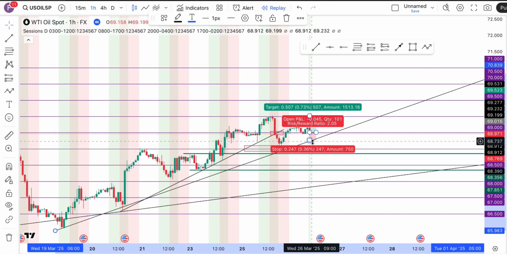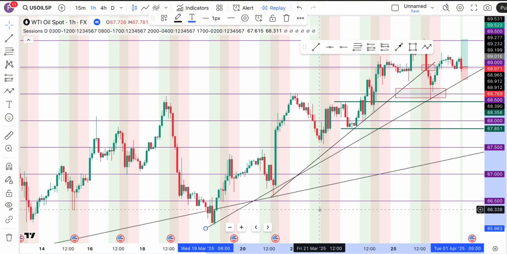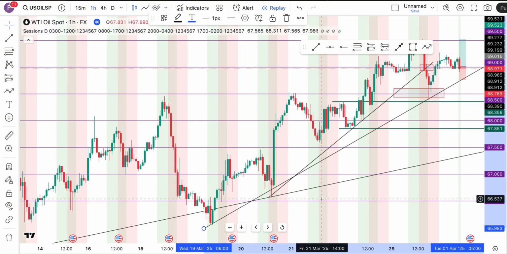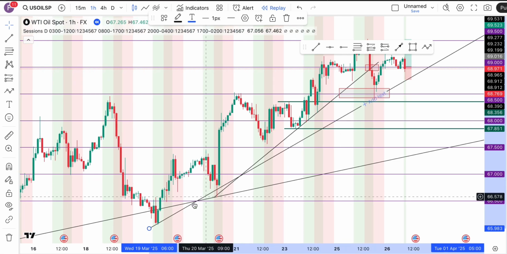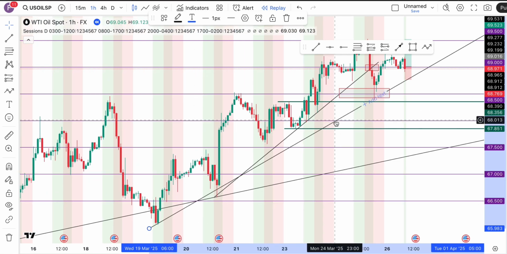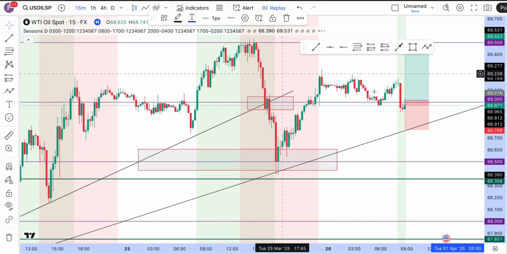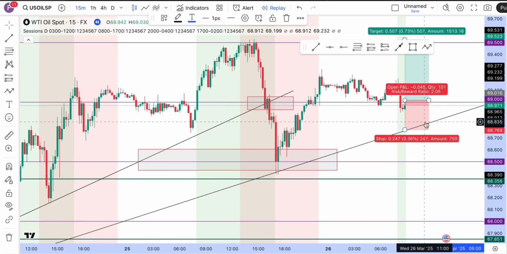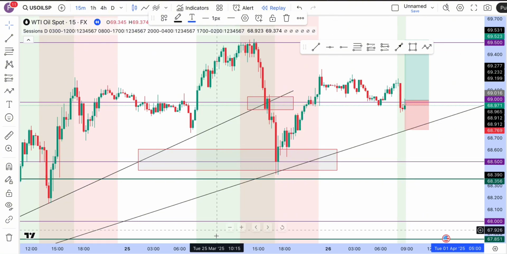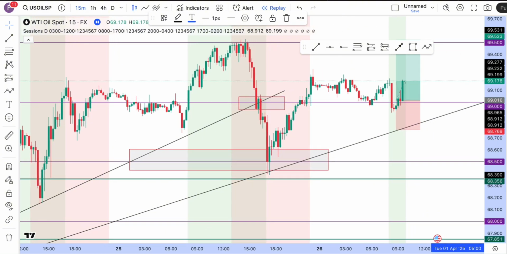So let's go back to 15 minutes. Let me do this very well so that we can all see it. Look at this. This trend line is the one we are trading now. The worst price can do is come back to touch this trend line. That's the worst price can do.